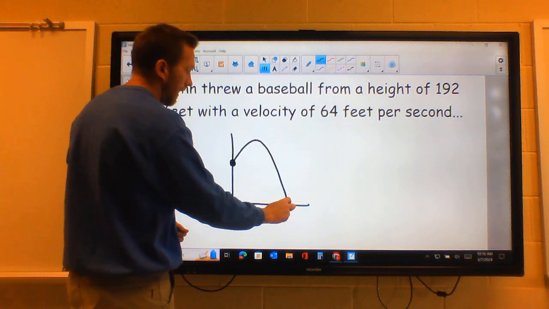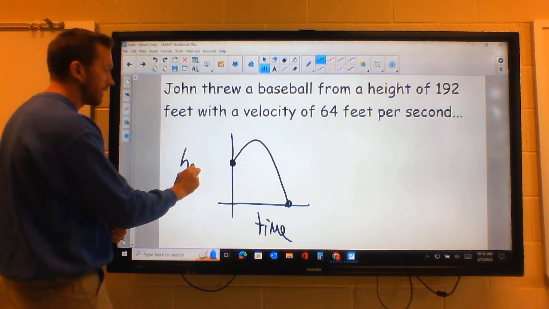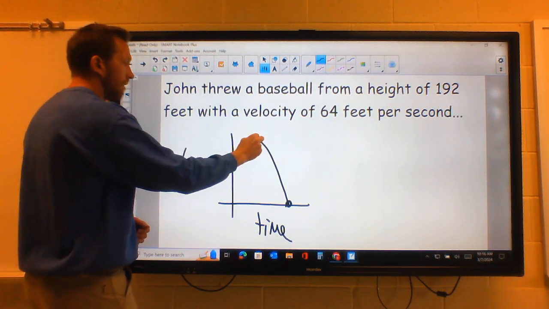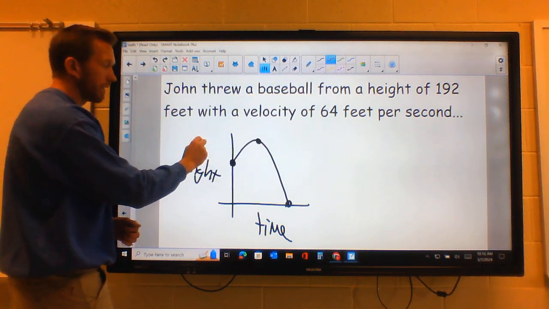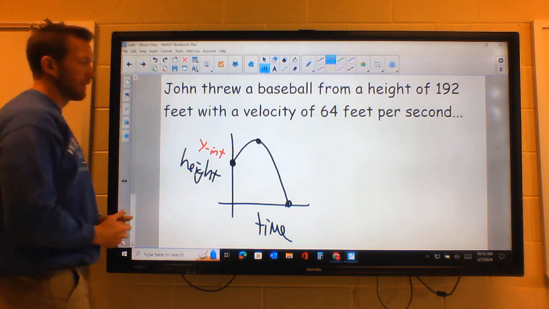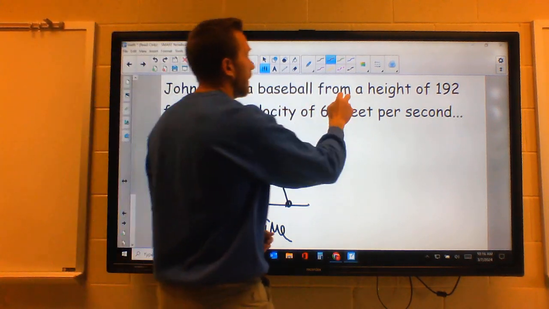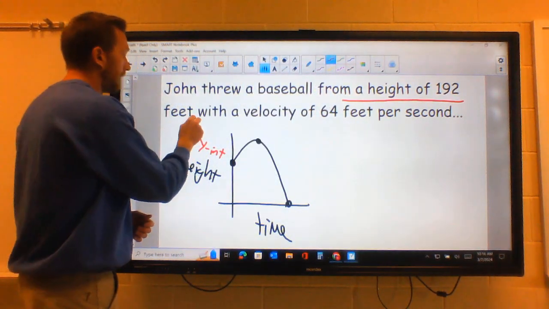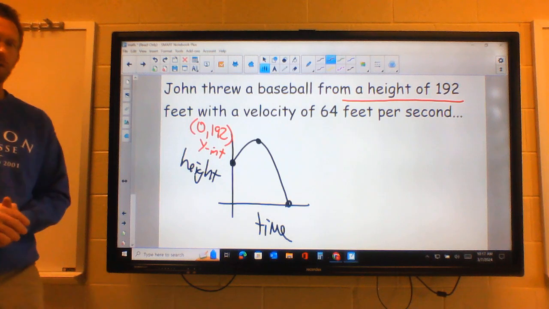It goes up and it comes down over time. So we're essentially measuring height over time, and there's really 3 values we care about. Okay, so the initial height is our y-intercept. That is an incredibly important value to talk through, and that is an initial height of 192. So that value is (0, 192).